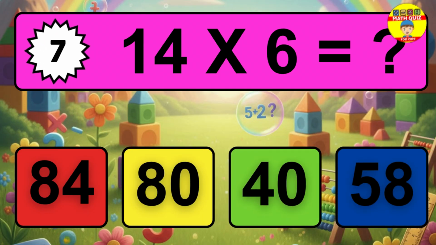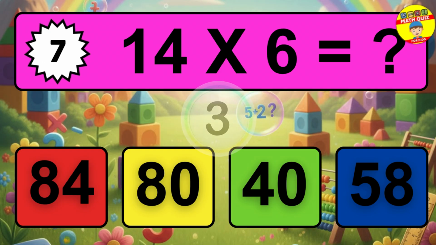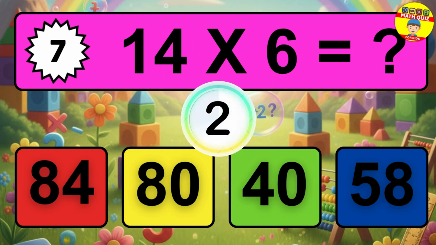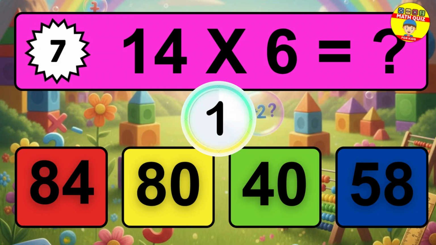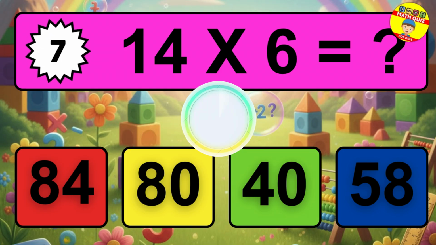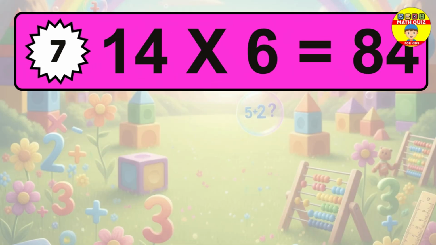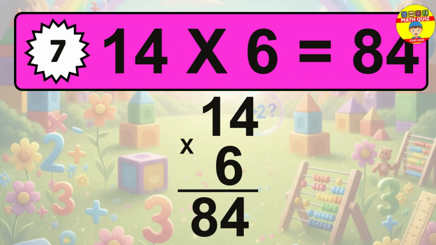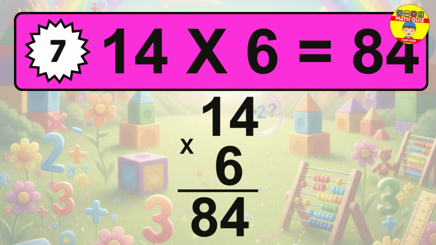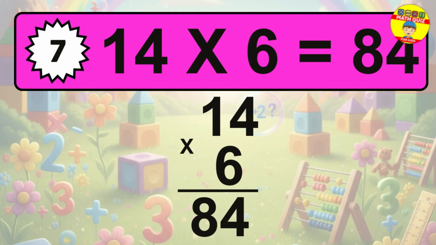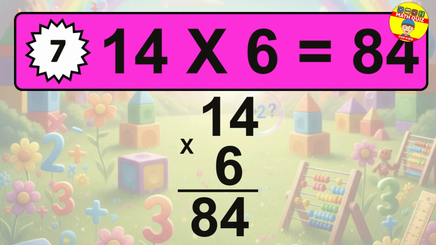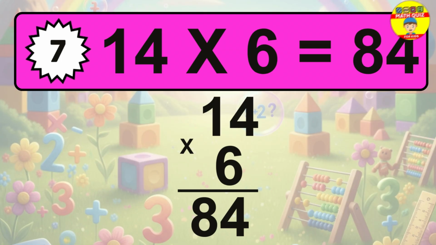Question 7. 14 times 6 equals what? So, the answer is 14 times 6 is 84. To calculate, we have 14 groups with 6 balls each one. So, how many balls do we have? 84 balls.